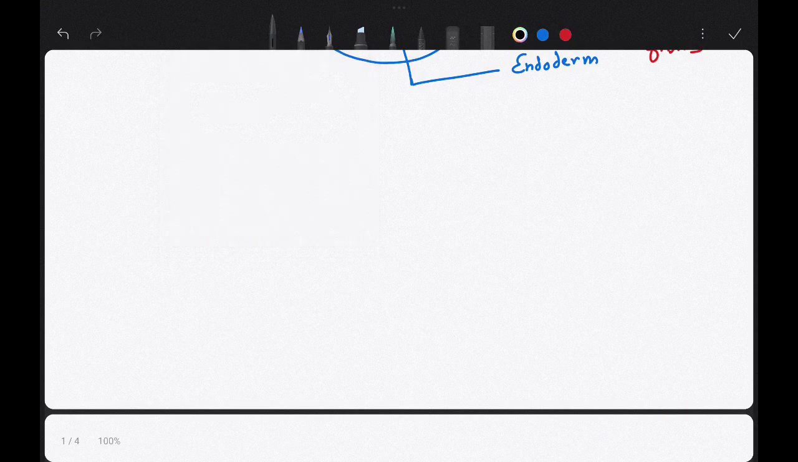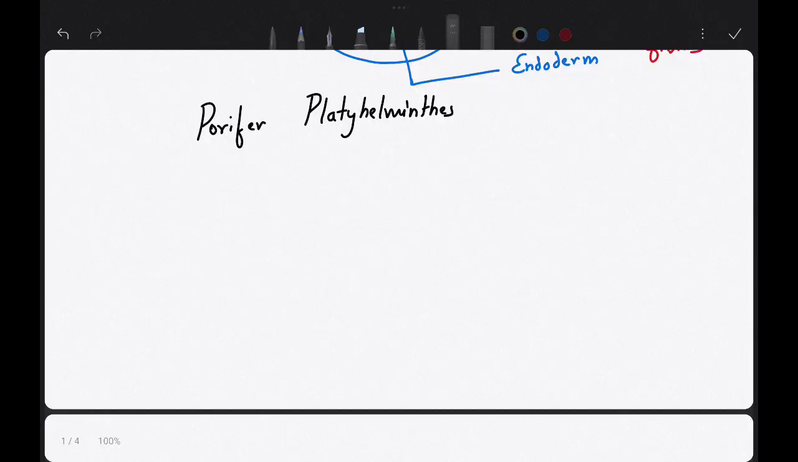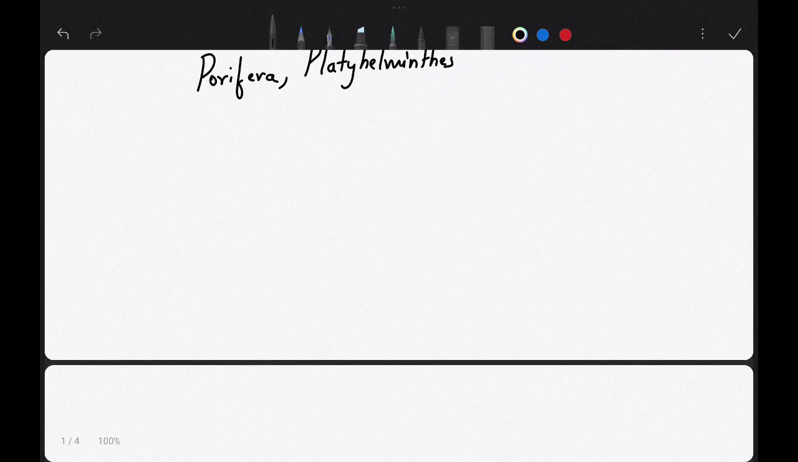First let me give some examples of acoelomates. Acoelomate examples are Porifera, Platyhelminthes, Ctenophora, Cnidaria. These are the organisms that do not have a coelom. Porifera means the sponges, Platyhelminthes means the flatworms. Now let us learn about pseudocoelomates.